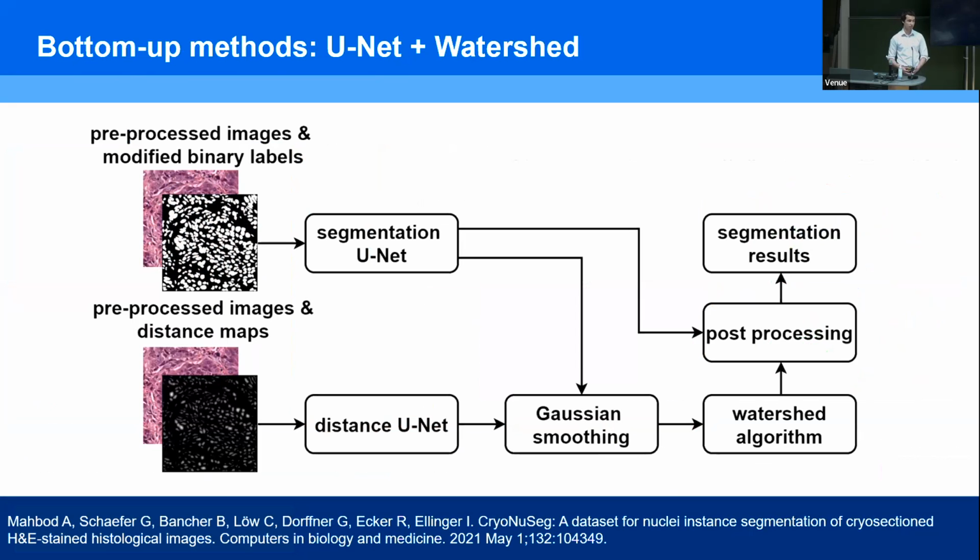Now, conversely, there are the bottom-up methods. Probably one of the simplest and definitely one of the most commonly used bottom-up methods is UNet and watershed. I'm afraid I don't have much time to talk about how the watershed algorithm works, but there are really two things you need. You need to know where the background is, and for that, you can just do a simple binary segmentation task as above. And you also need some markers to say where you think all the different objects are. We generate that using a distance map.